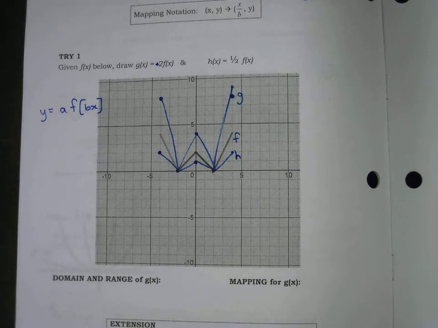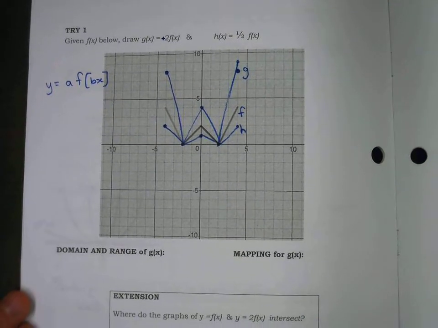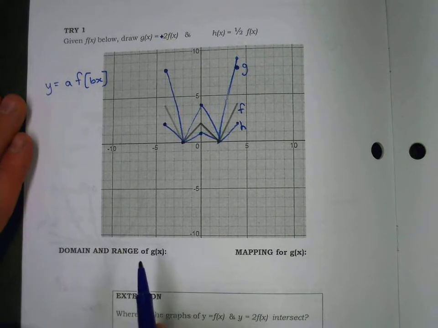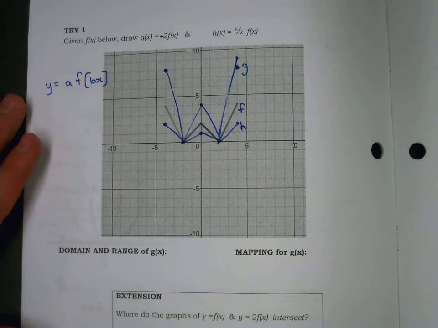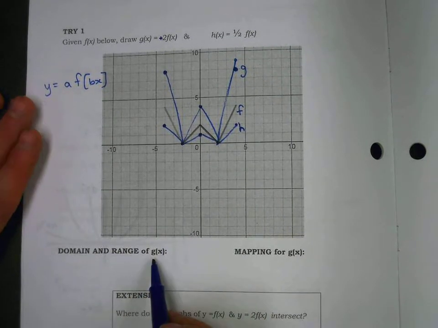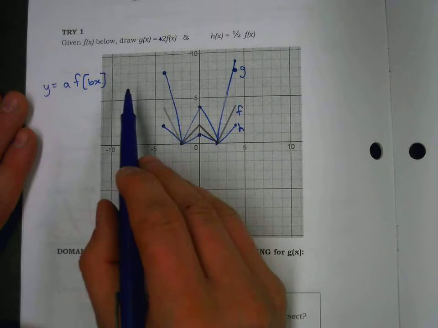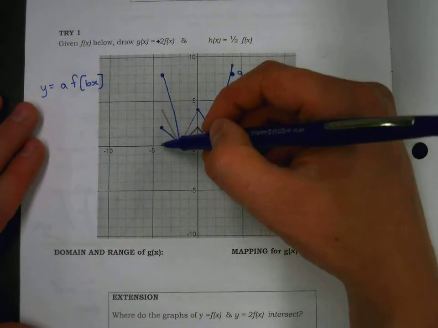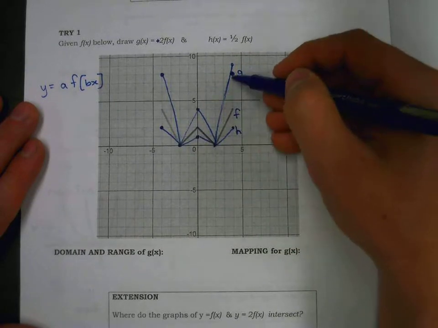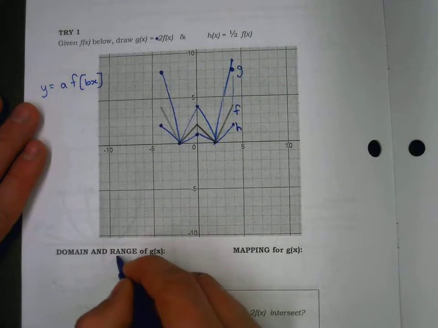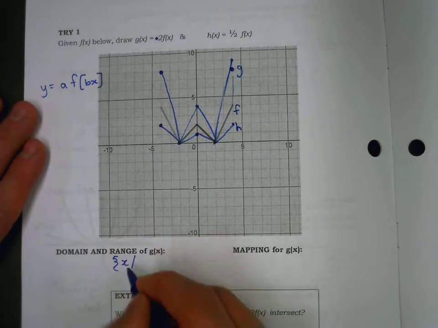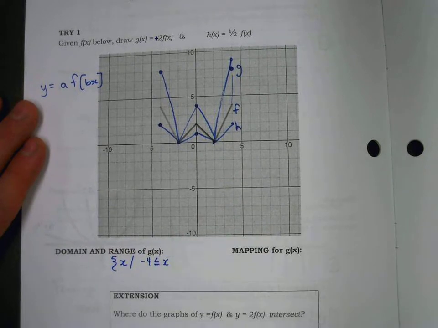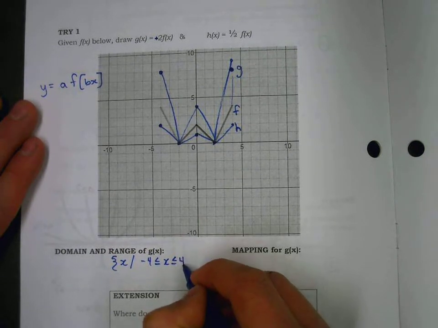Now, maybe just to make this a little bit more interesting, we'll do another function talking about a horizontal effect in just a moment. But let's talk briefly about the domain and the range of g of x. What is the domain of the function g? Talking about left and right, where does the function g of x exist? I see it existing from -4 to +4. So I can say that all the x values are such that x is greater than or equal to -4 and less than or equal to 4.